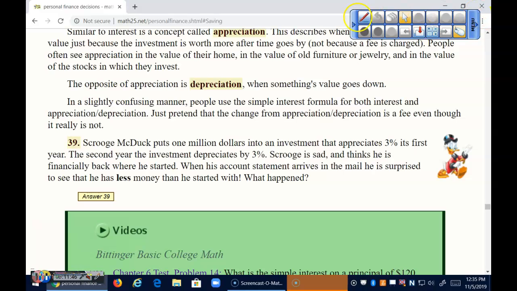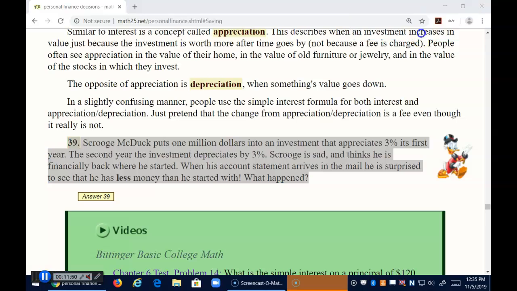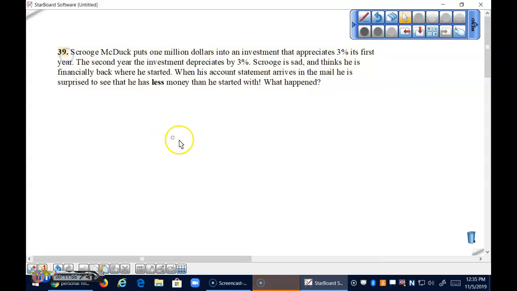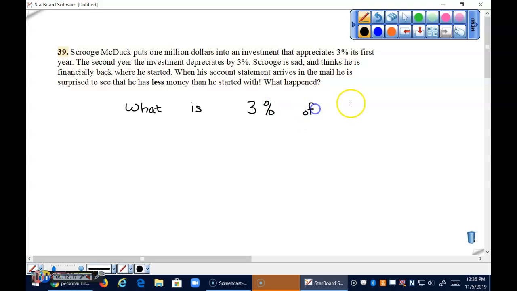Let's look at number 39, which is a kind of funky problem. So Scrooge McDuck has $1 million and his investment appreciates, goes up 3% 1 year. So I'm going to ask myself, don't write things yet, what is 3% of 1 million. If I want to use my shortcut, my 1 plus trick, then instead of 3%, what should I ask? No, that would be going down. What's the other thing? If I translate it, yes, I would get 0.03.